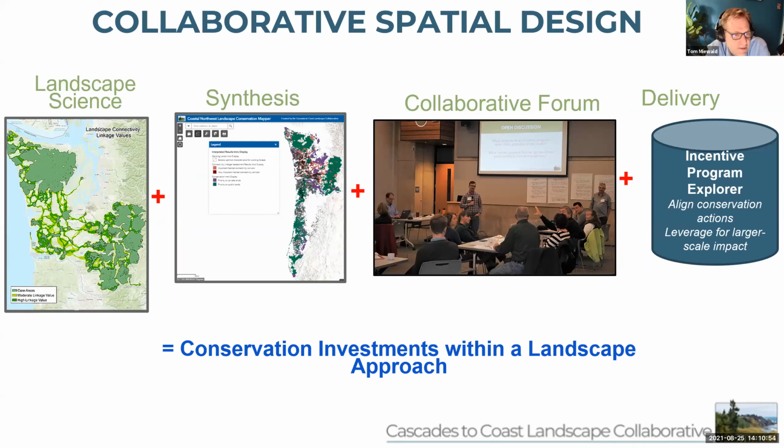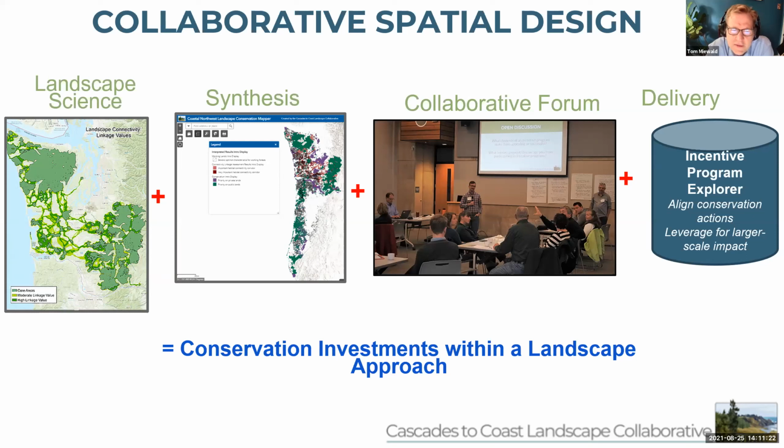The first is landscape science, and you'll probably be hearing about this in future webinars, the habitat connectivity work that we're looking at, modeling habitat connectivity across the region for a broad range of species. What you're going to be hearing about today is that second box, the synthesis of different values, conservation values and human well-being values and economic values that people have identified through a broad outreach strategy.